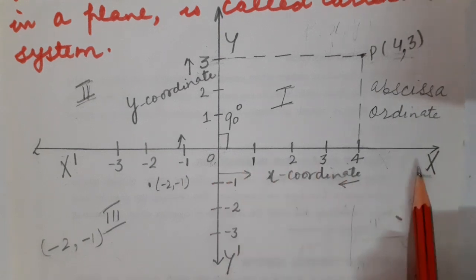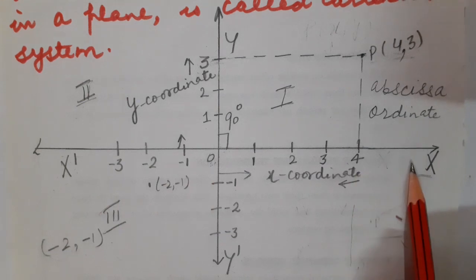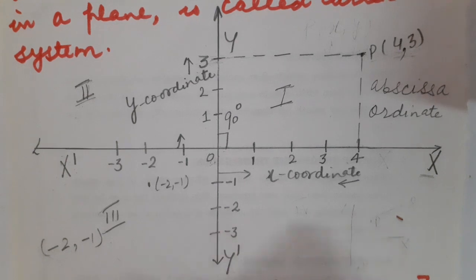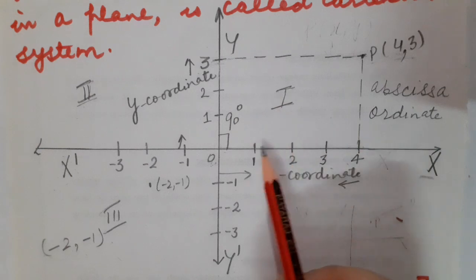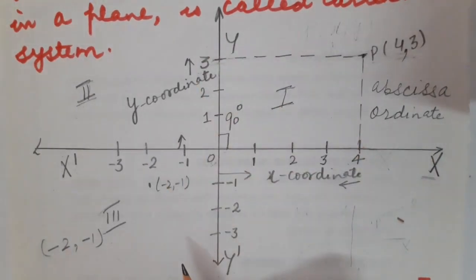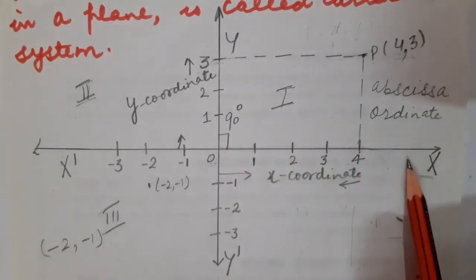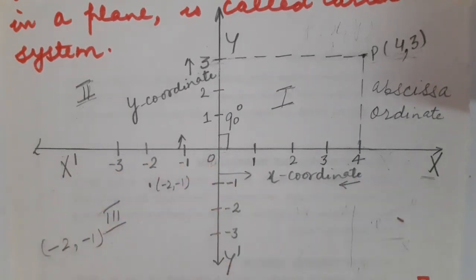The horizontal line x dash is called x-axis, and this vertical line y dash is called y-axis. Correct, students? Now direction OX and OY, meaning this horizontal part as well as this vertical part, are called the positive directions of x and y axis respectively. In the same manner, children, directions OX dash and OY dash are called the negative directions of x and y axis respectively. Correct, students?